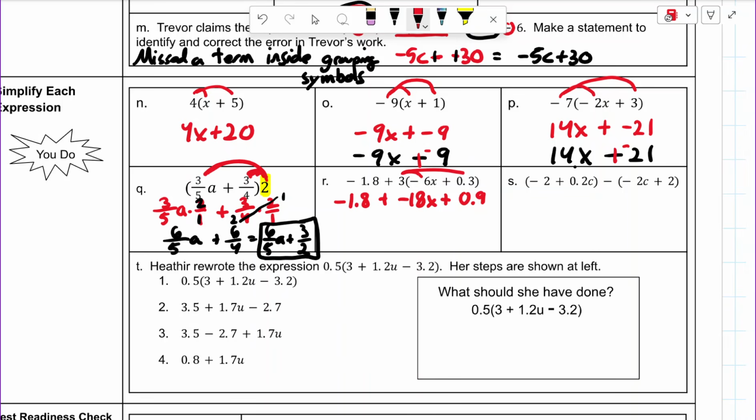All right, so now I can combine like terms, and I can only do that when all the signs are addition. So here they are. This is negative 1 and 8/10 plus positive 9/10, and that's going to give me negative 9/10 plus negative 18x. Another way to write this is put the negative 18x in the front, and then put the negative 9/10 in the back.